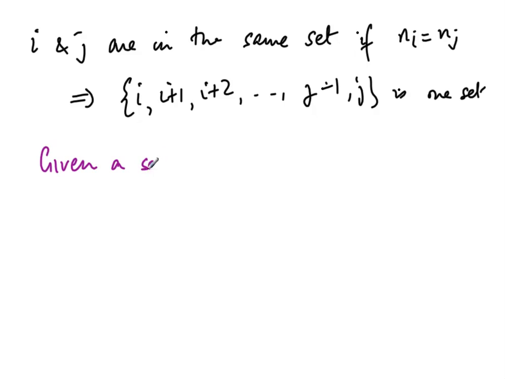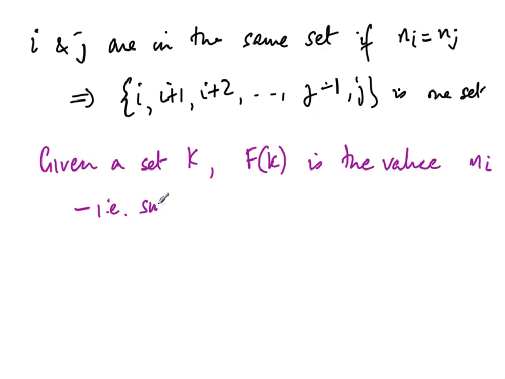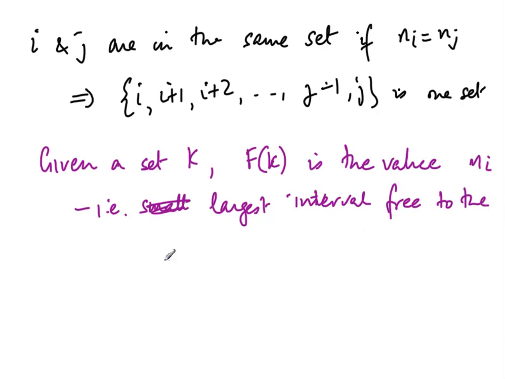So given a set k in general, I will say that f of k is the value N_i. That is the largest time slot free to the left of all of k. Right? So f of k is just that value which captures the largest time point which is free for everything in k. So now what I do is the following.